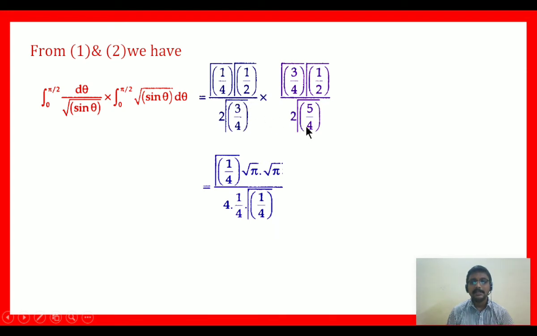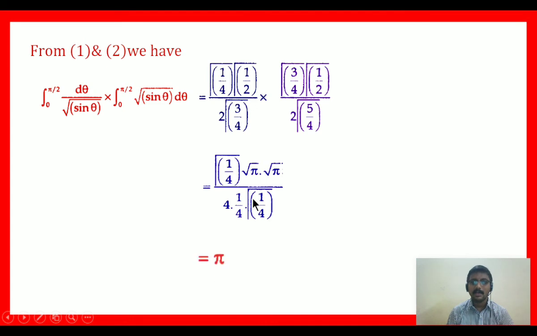This 5 by 4 can be written as 1 by 4 plus 1. But what is the value of gamma of n plus 1? n gamma of n. That is 1 by 4 gamma of 1 by 4. So 4 gets cancelled here, and gamma 1 by 4 by gamma 1 by 4 is also cancelled. But root pi into root pi is root pi whole square, that is a square and root get cancelled.